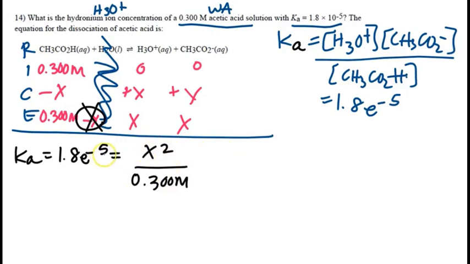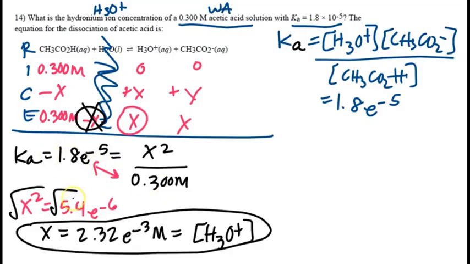Now to solve for X, which is going to be our hydronium ion concentration, which is what they want, we're going to cross multiply these two numbers. When I multiply these two numbers, I get 5.4 times 10 to the negative 6. So to solve for X, or isolate X, I'm going to take the square root of both sides, and therefore my X is equal to 2.32 times 10 to the negative 3 molar. And that X value is equal to my hydronium ion concentration at equilibrium.